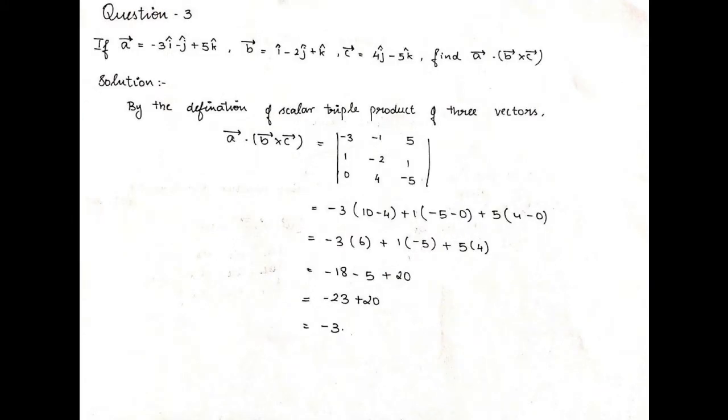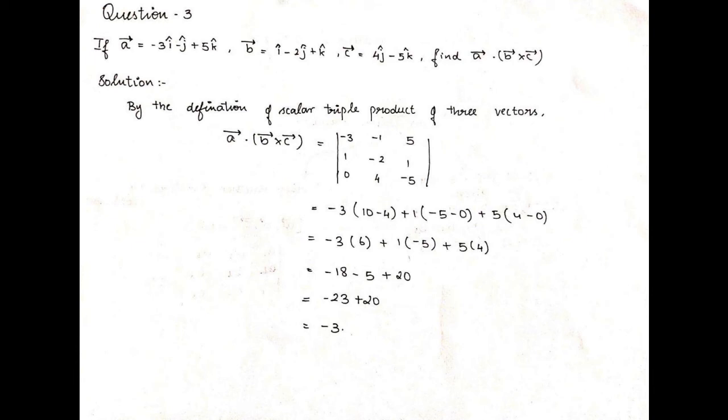Okay, let us discuss about the third question. If a vector is equal to minus 3i vector minus j vector plus 5k vector, b vector is equal to i vector minus 2j vector plus k vector, c vector is equal to 4j vector minus 5k vector, find a vector dot b vector cross c vector. Solution. By the definition of scalar triple product of three vectors, a vector dot b vector cross c vector is equal to the determinant of minus 3, minus 1, 5, 1, minus 2, 1, 0, 4, minus 5.